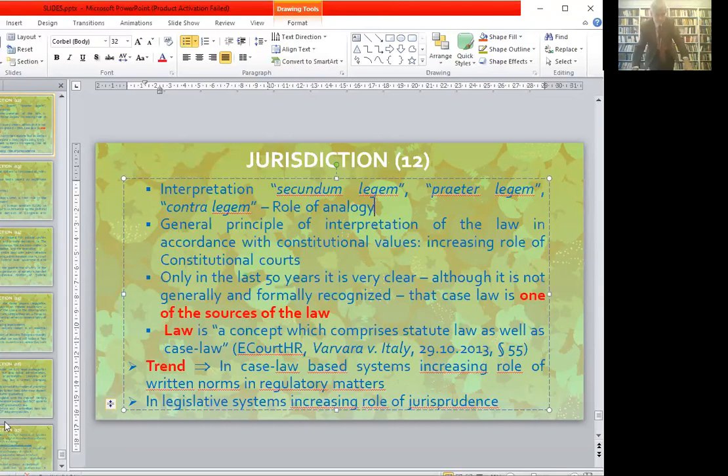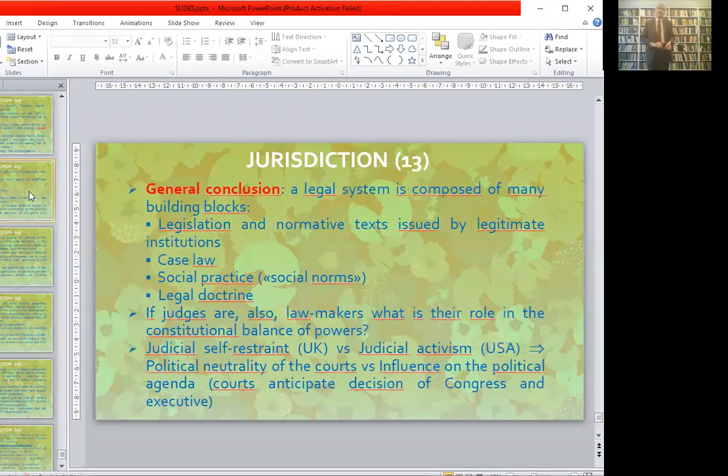And as I've tried to sum it up here, let's see if I manage to, yes, here it is. So if I can just do a very general conclusion, it is a very simplified conclusion, but just to try to set some firm points: the legal system is composed of many building blocks. Just imagine that there is a building, and you need lots of materials to build, to create. You need stone, you need bricks, you need wood, and you need metal, and a whole lot of elements to create a legal system.